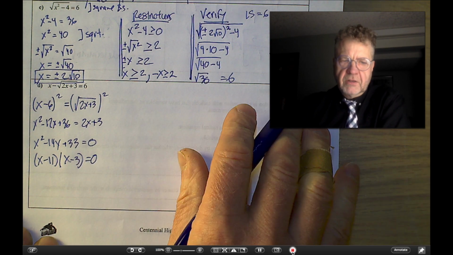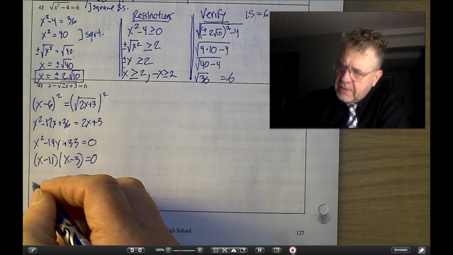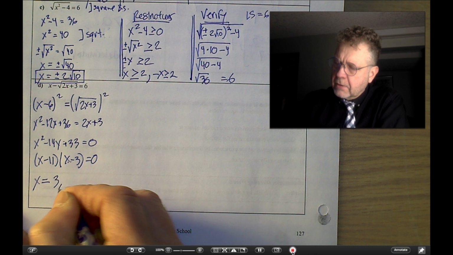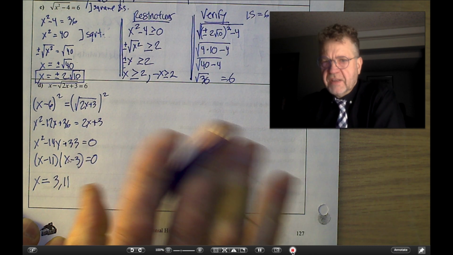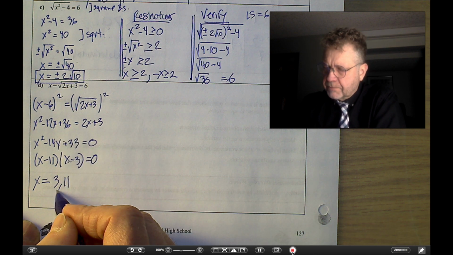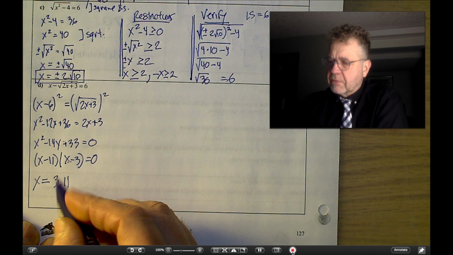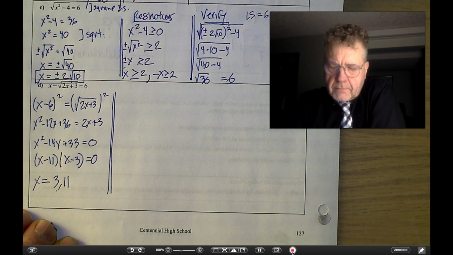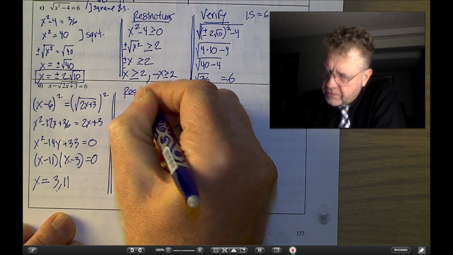So do what you need to do, but we come up with this, and we come up with two values now for x. x can be either equal to 3 or to 11. And now that you see two possible answers here, like this one, but unlike the two on the top, we will have to test and verify for both. So to start, let's work on our restrictions.